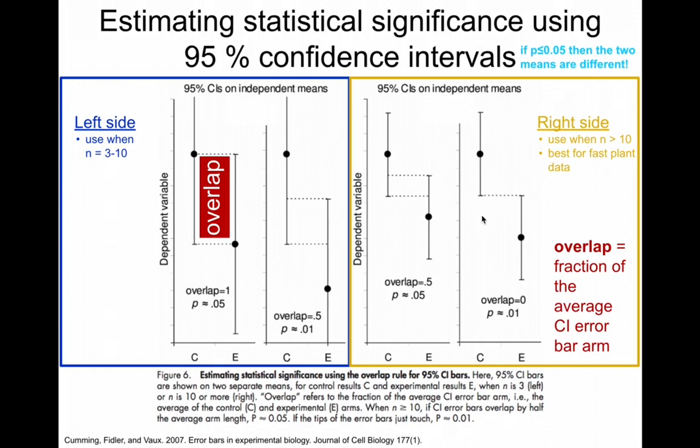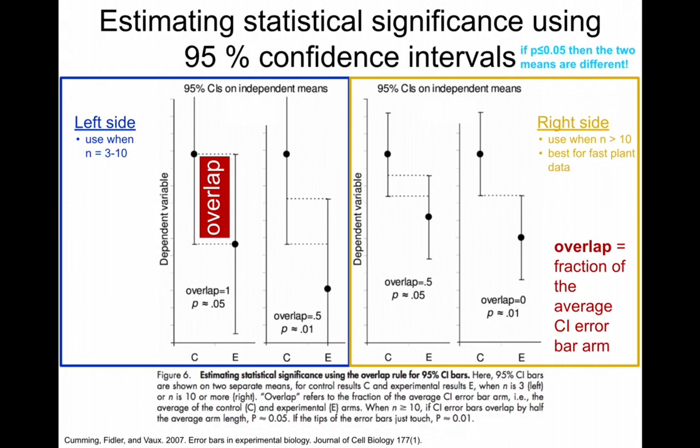If there's no overlap at all, as shown by the figure on the right side, well then the p-value is even lower. So p is around 0.01, and we can say that the means are different if the p-value is that low, but we have more confidence that the means are different.